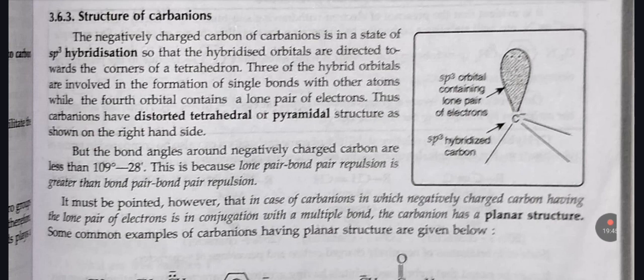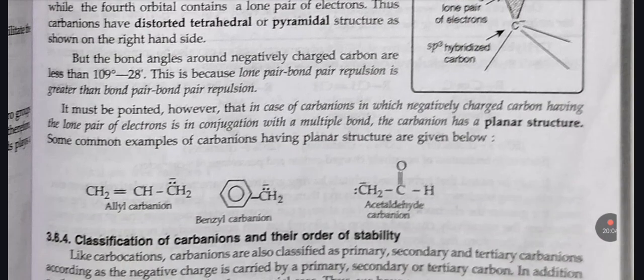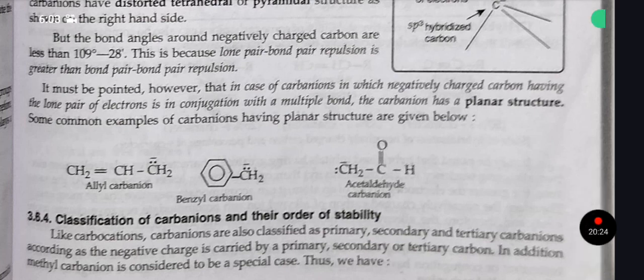Three of the hybrid orbitals are involved in the formation of simple bonds with the other atoms, while the fourth orbital contains a lone pair of electrons. Thus, carbanions have a distorted tetrahedral, pyramidal structure, but the bond angle around the negatively charged carbon is less than 109 degrees 28 minutes. This is because lone pair-bond pair repulsion is greater than bond pair-bond pair repulsion.